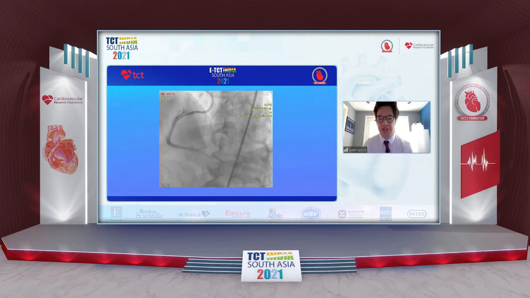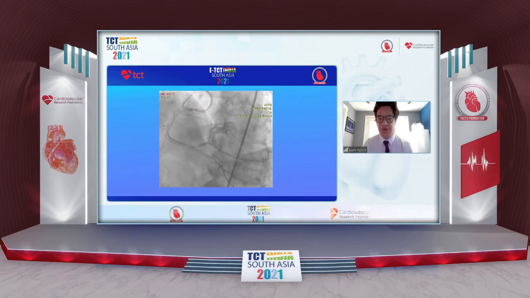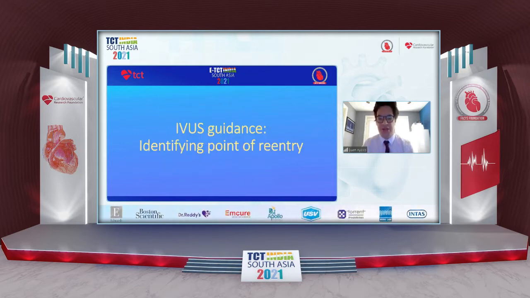The beauty of it is that, as Darshan was mentioning, retrograde PCI can often take longer and involve more radiation. This procedure actually started and ended quite quickly, and again was mainly guided by the use of IVUS to identify the proximal cap, and essentially converted what may have been a complex CTO PCI into an antegrade wire escalation procedure. The other part that's important is to use IVUS to identify the optimal point of reentry.